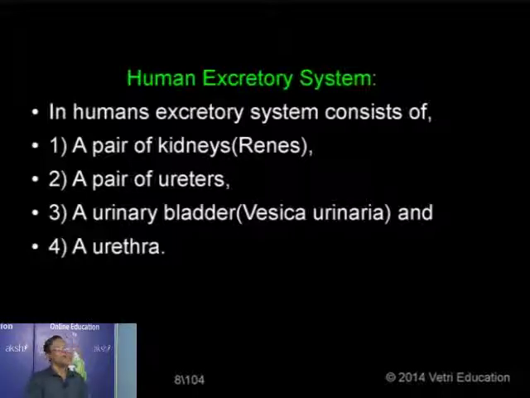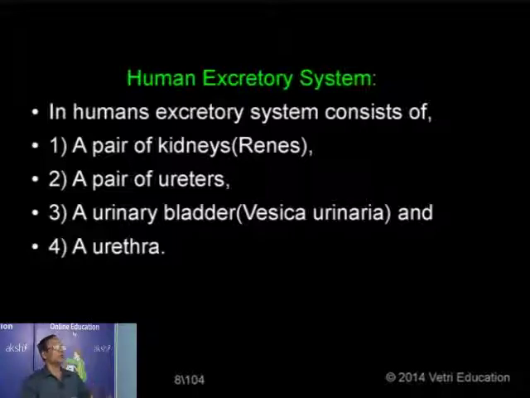Number two, a pair of ureters. They are conveying tubes, conveying the urine from the kidney towards the storage organ, namely the urinary bladder, or vesica urinaria. So the kidney is the place of filtration, the ureter is a conveyor tube carrying the fluid towards the bladder, where it is stored for some time before elimination, and finally the urethra, the passage through which urine is sent out through the urinary aperture. These are the four components of the vertebrate excretory system.